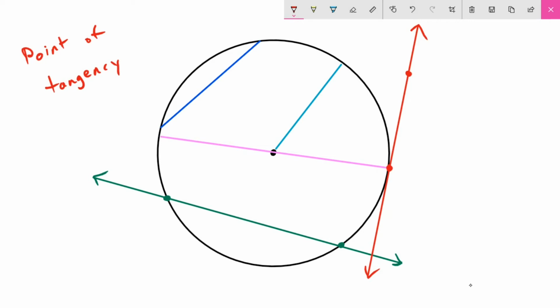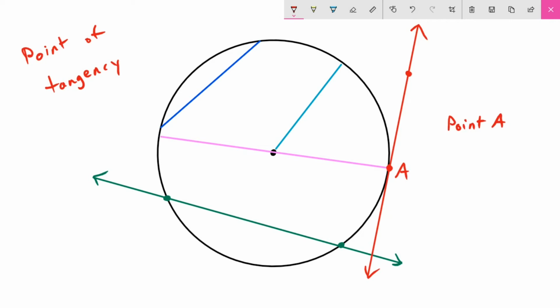So where would that be right here? It'd be this, point A. You see how this point is where the tangent is intersecting the circle? Is at that 1 point, remember? That is the point of tangency. And we would just call that, point A for notation.